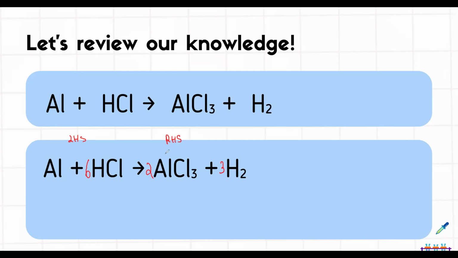But on the right hand side there are 2 aluminiums, and on the left hand side there's only 1. Let's make it 2. So this is the final balanced equation, which is 2Al plus 6HCl gives you 2AlCl₃ plus 3H2. That'll be 2 aluminium atoms, 6 hydrogen atoms, 6 hydrogen atoms, 6 chlorine atoms, and 6 chlorine atoms. Easy. We'll move on to another similar question.